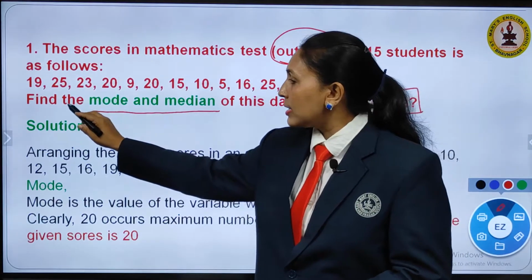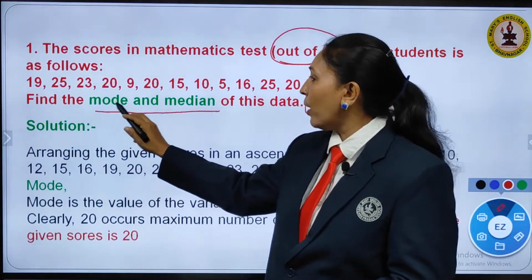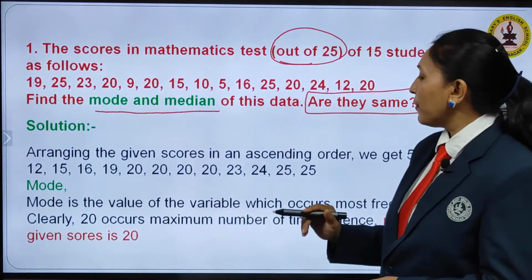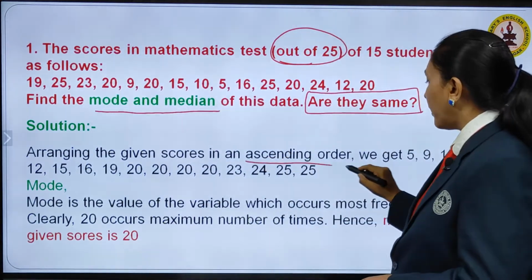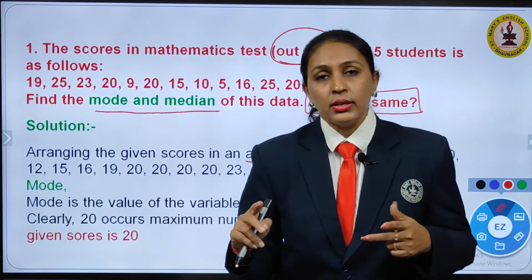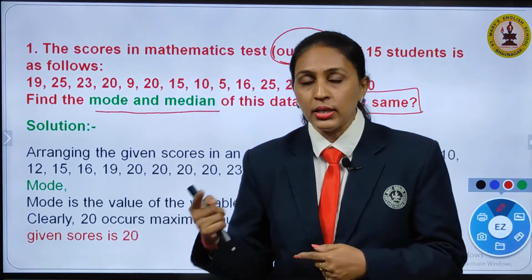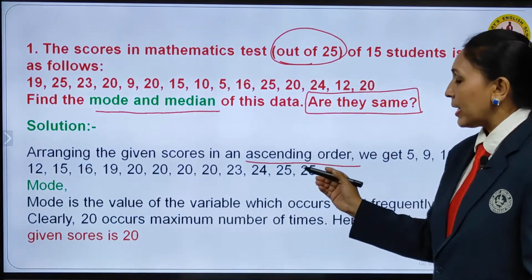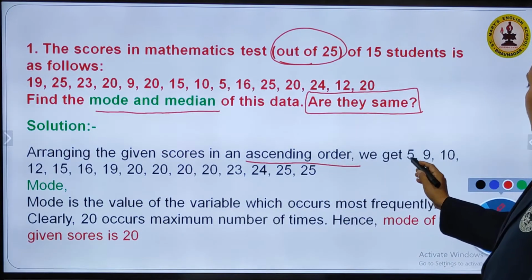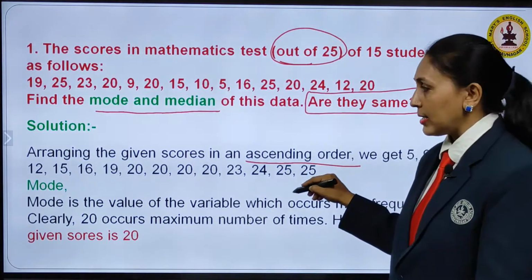So let us answer the question 1, that let us find mode and median. Now first children, let us arrange the given data in the ascending order. As I told you, try to put it in the ascending order or descending order. I have done here in the ascending order. You can see here I have arranged the numbers from the lowest to the highest, right?